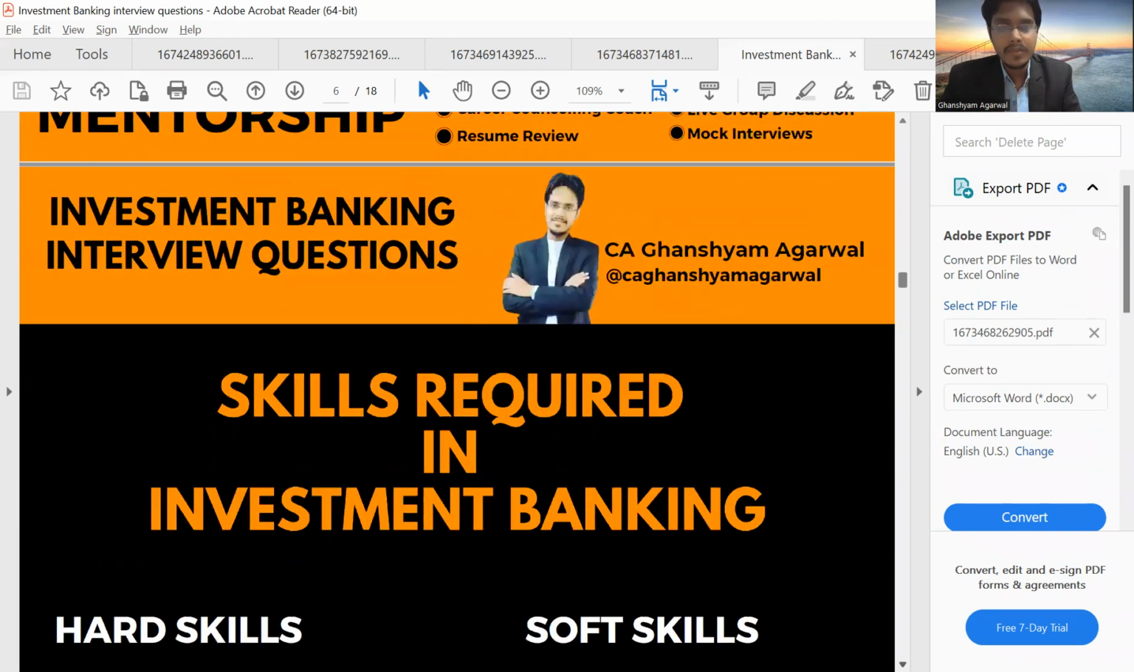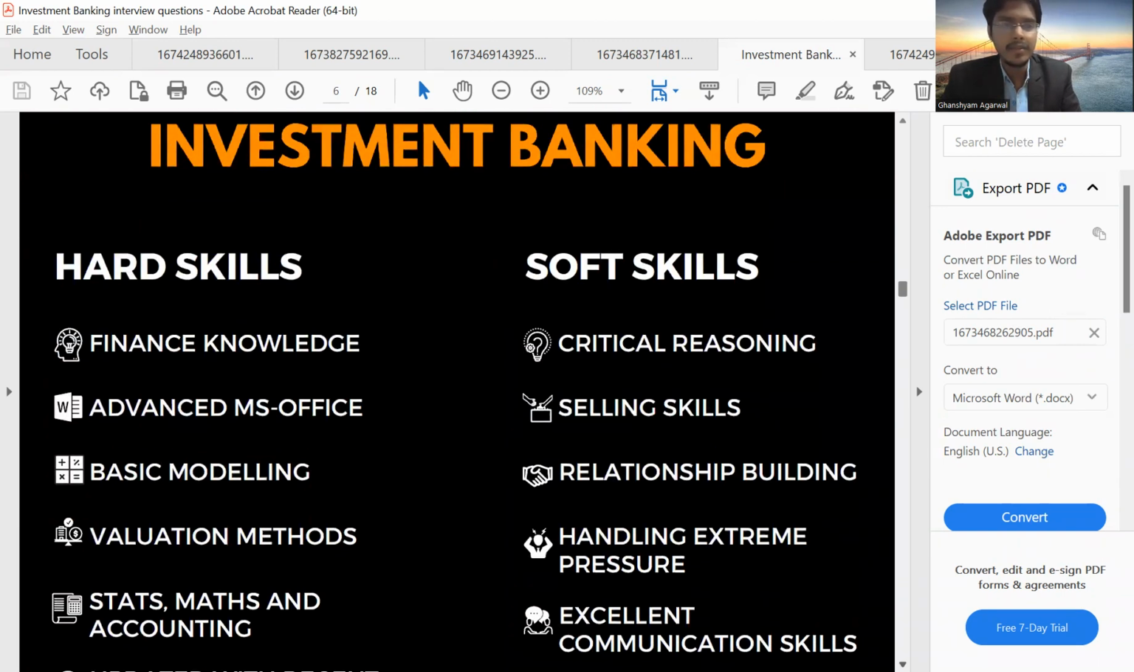And then what is the skill set that is required out here? You need to have good finance knowledge, basic modeling, valuation, stats, math, selling skills, and relationship building. This is what is required in investment banking.